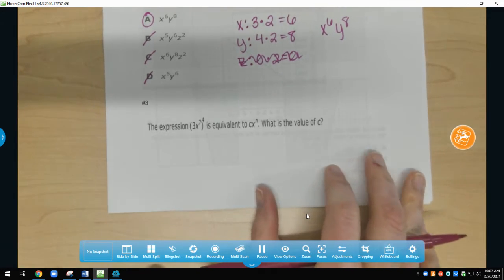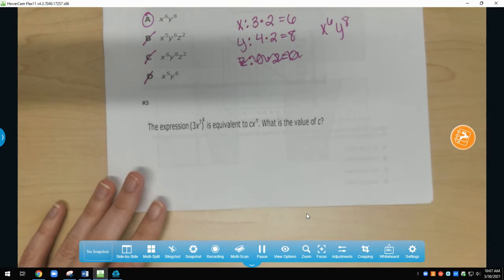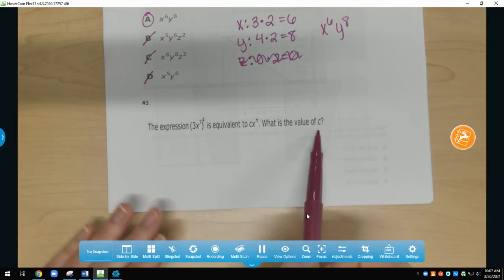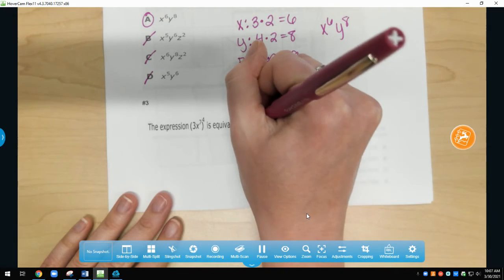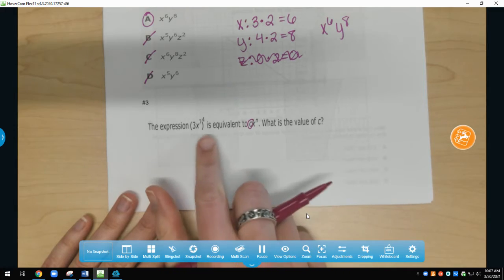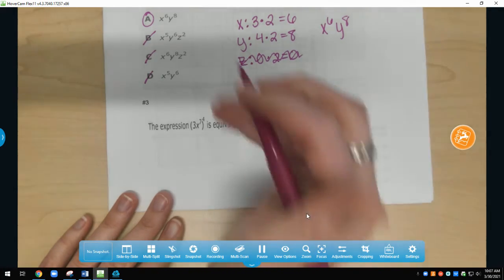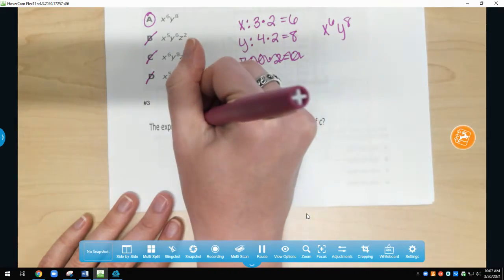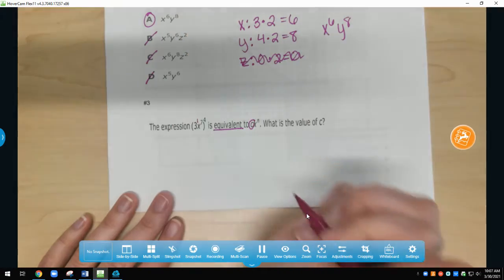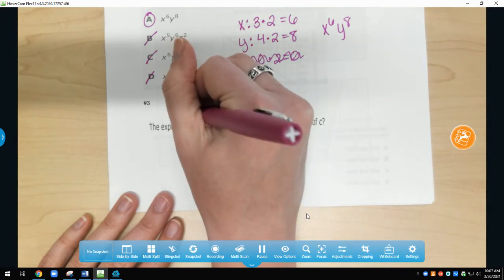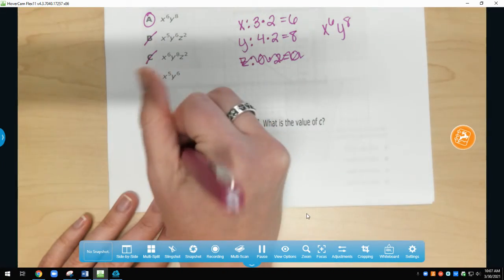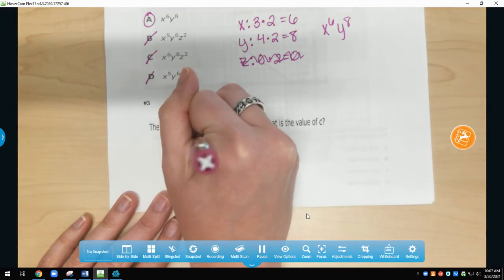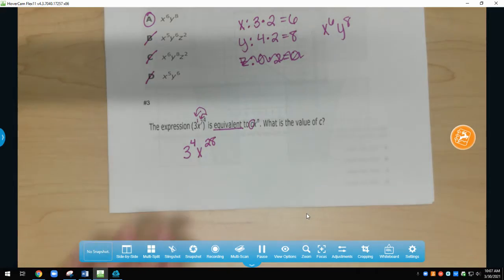Okay. Number 3, this question should look familiar. It showed up on your interim assessment. So it says, what is the value of C? So I need the value of this number after I've simplified this expression, because it says equivalent. So I'm going to put a 1 with the 3, because remember the 4 only goes to the exponents. So again, we're multiplying. So we have 3 to the 4th, x to the 28th.